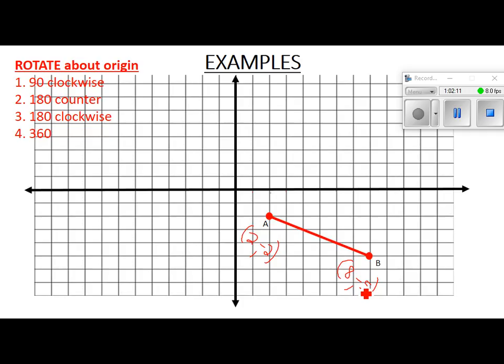So we got those 2 points. We wanted to go 90 degrees clockwise. What did the rule for 90 degrees clockwise say to do? Flip it and make the new second one negative. So what's A prime going to end up being? Negative 5, negative 2. What's B prime going to be? -5, -8. And could we graph that and find it? Yeah. What would A prime be for 360? Right there. Same place, right?